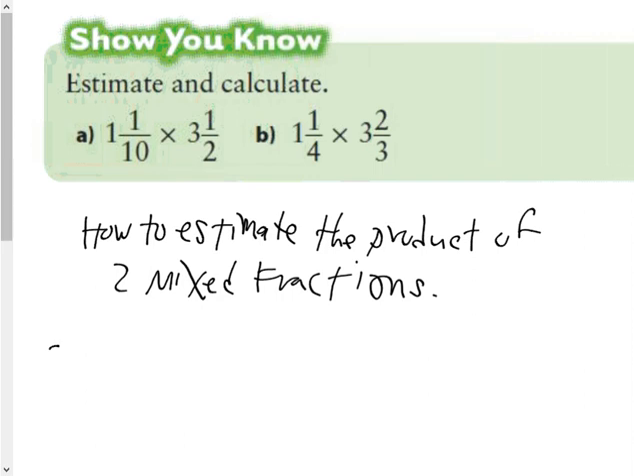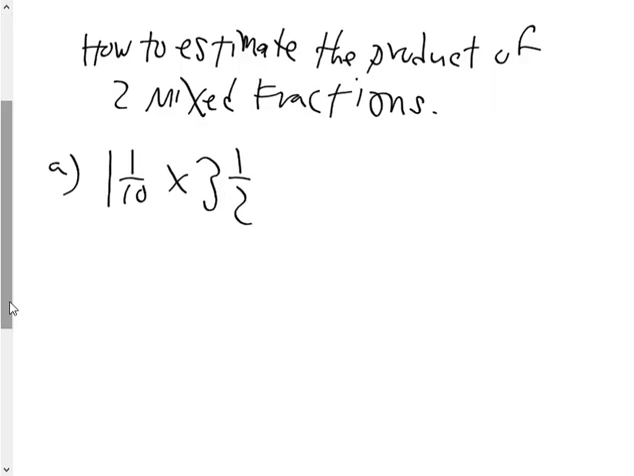So the first thing you're going to do is take both of these fractions and think of them kind of as decimals, and you're going to round to the nearest whole number. So if I think about 1 and 1/10, is 1 and 1/10 closer to 1 or closer to 2? It's in between 1 and 2. It's closer to 1. So we're going to round this, and we're going to use this approximately equal to symbol, an equal sign with a dot above it.